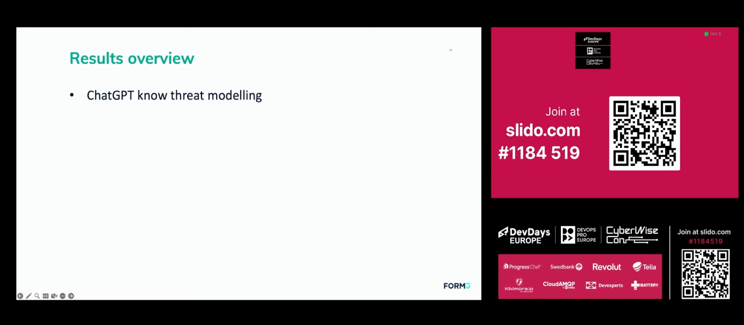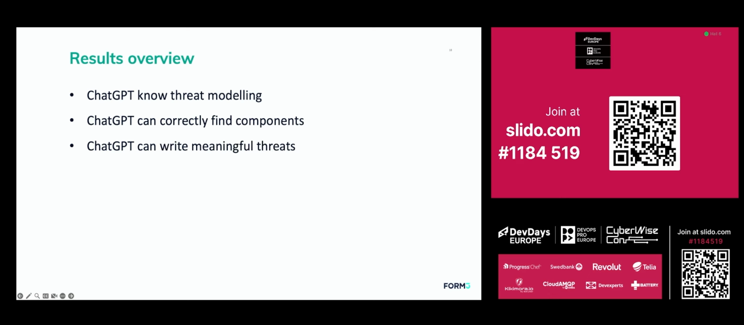So first of all, ChatGPT knows threat modeling. Fact. ChatGPT can correctly find the components. That's good, that was not an easy thing. It can write meaningful threats, but can we get even better than that?